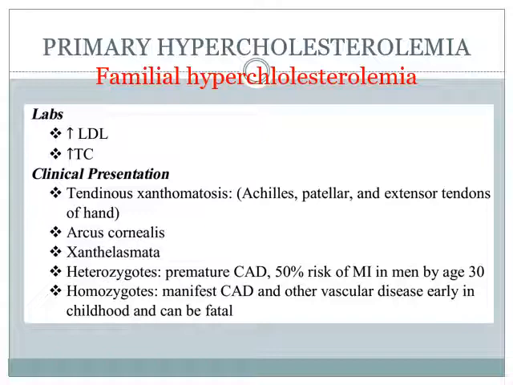We said that it is autosomal dominant. It may be heterozygote or homozygote. If it is heterozygote, there is a 50% risk of MI in men by age 30. If it is homozygote, it manifests as cardiovascular disease, coronary artery disease, and other vascular disease early in childhood and can be fatal.